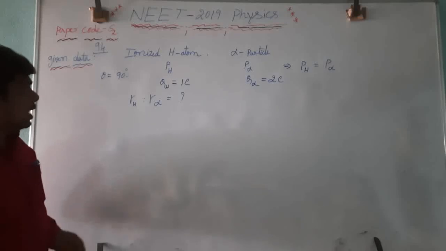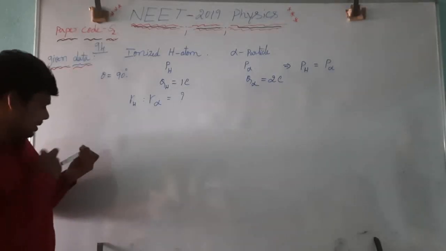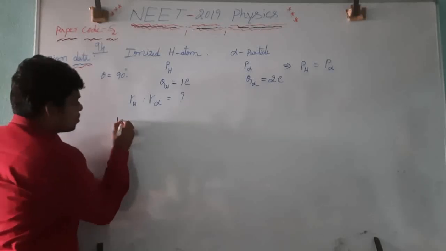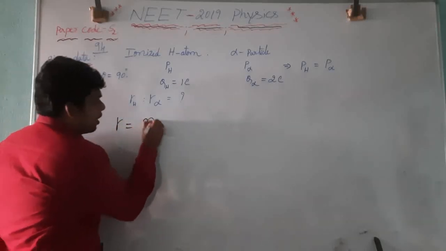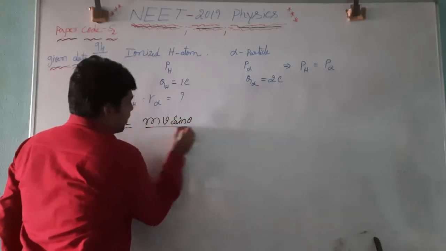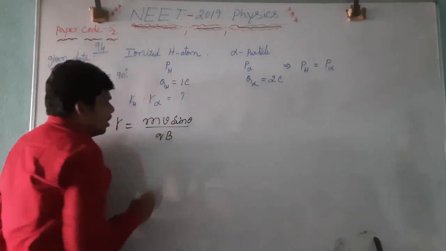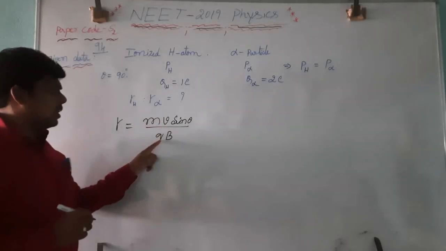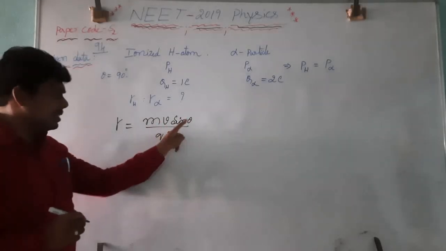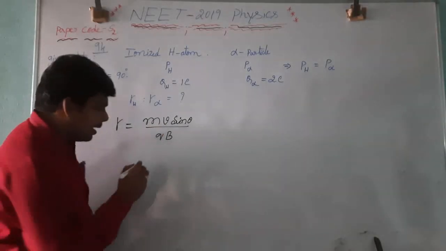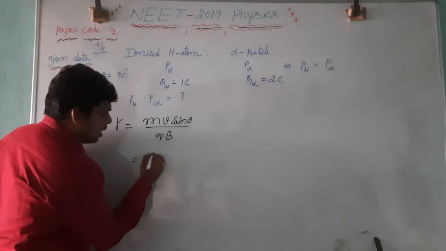If you want to calculate the radius in this case, the expression is r equals mv sin theta divided by qB. What is m? Mass. What is v? Velocity. What is q? Charge. What is B? Magnetic field. Theta is the angle. Here mass and velocity together can be written as the momentum.